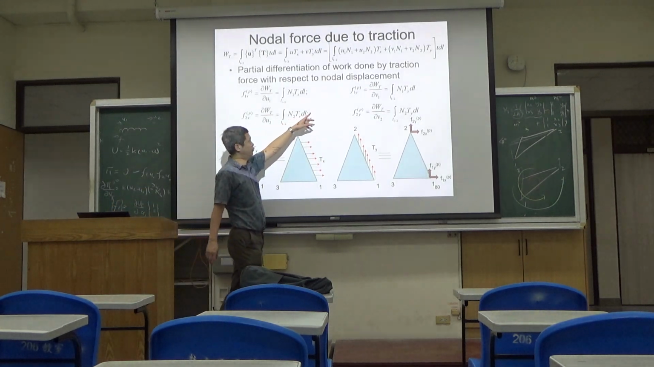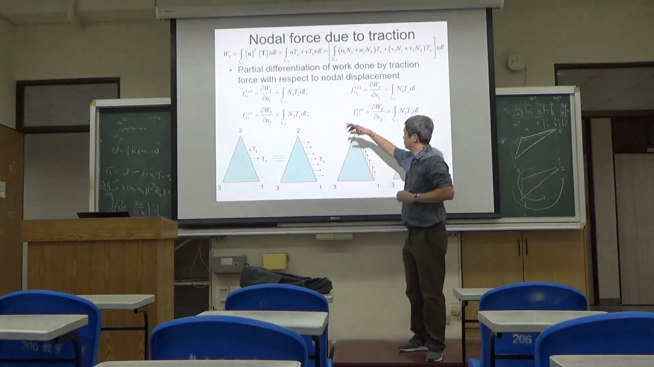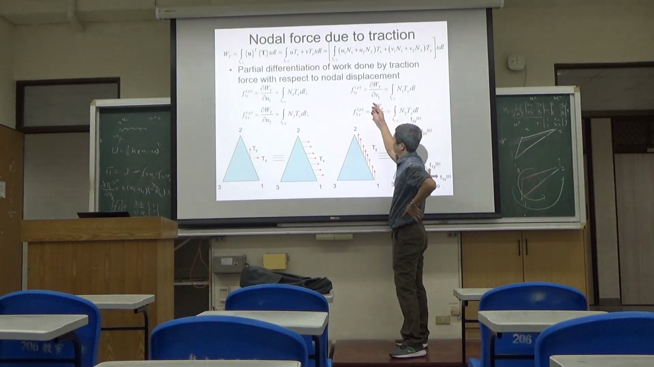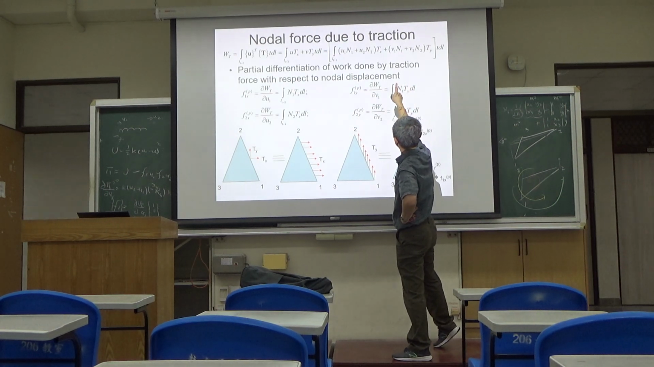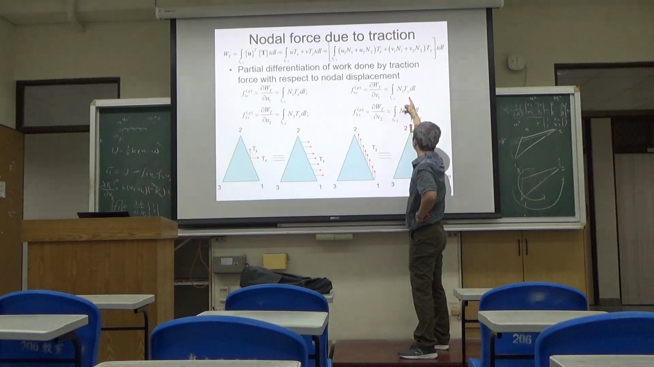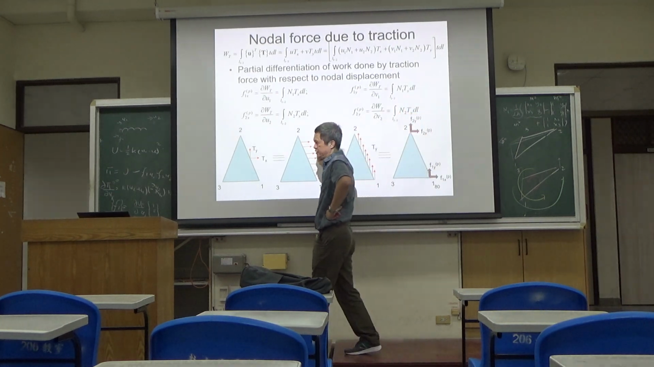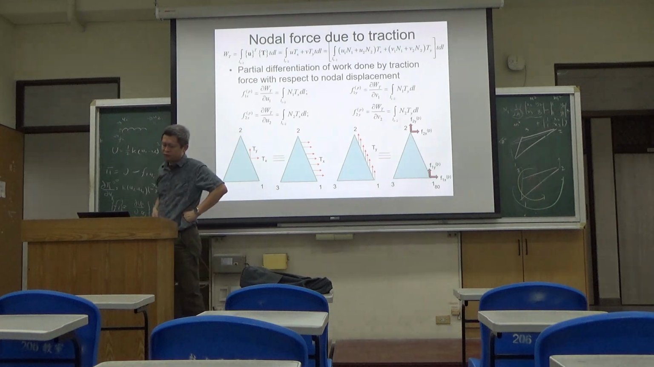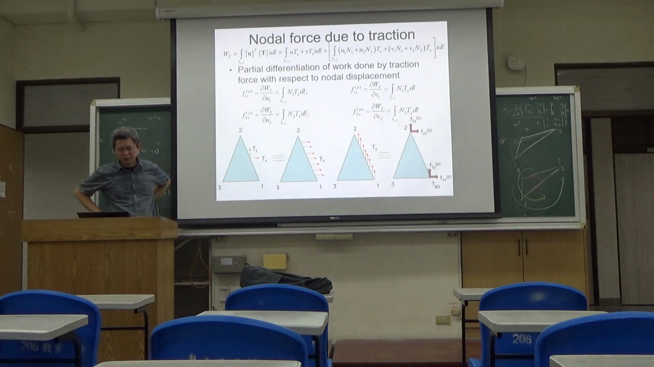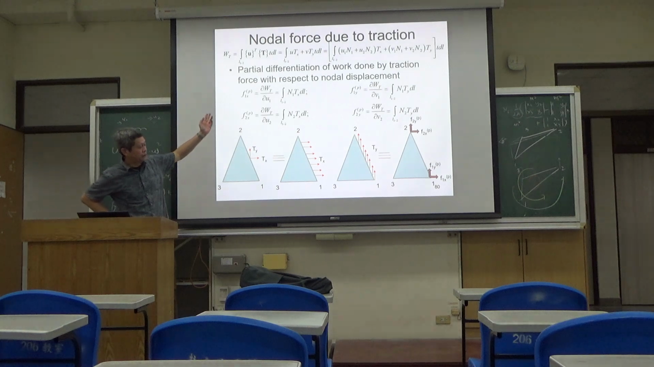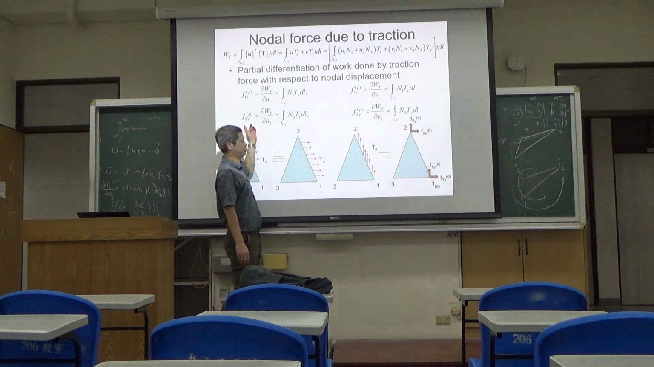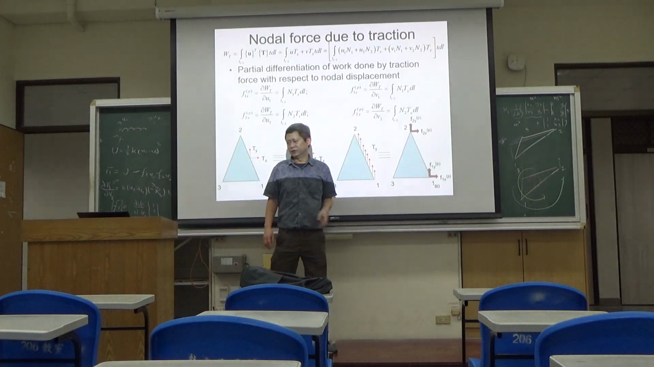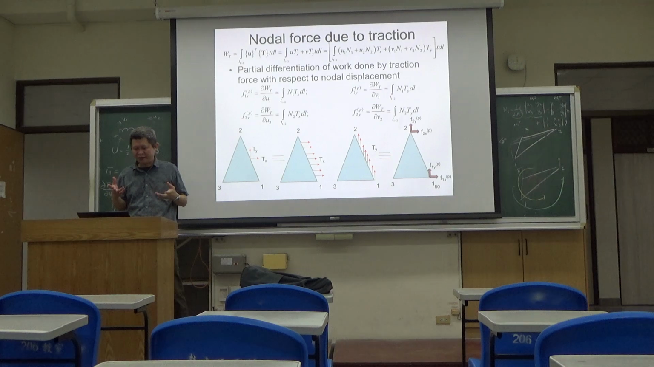How about the force on node 1 in the y direction? You have to do the partial differentiation of the work done with respect to the vertical displacement v1. So the only term that is non-zero is del v1, that is N1, and traction in the y direction, and line integral. Likewise, you can do the partial differentiation with respect to node 2 in the vertical and horizontal direction. Then you're going to obtain the node 2 horizontal force and node 2 vertical force. So this is the way you obtain the nodal force.